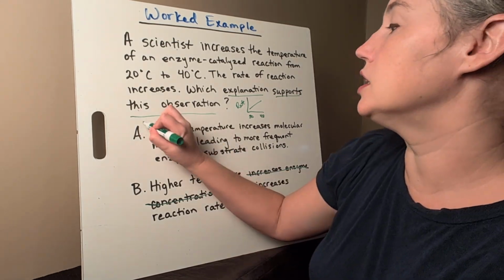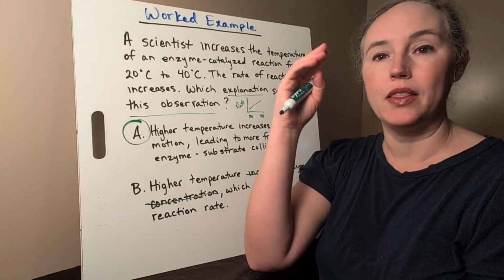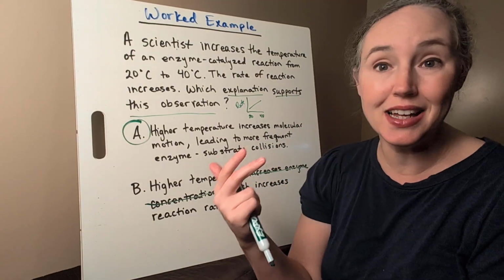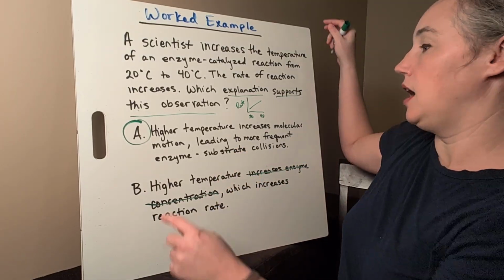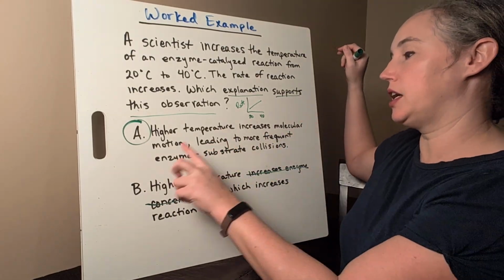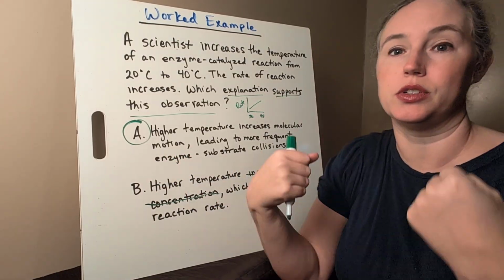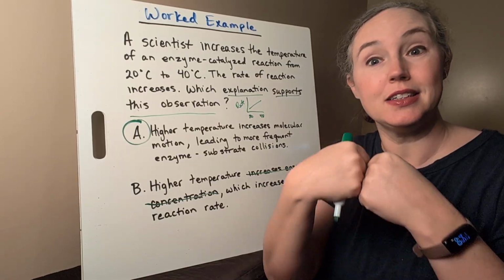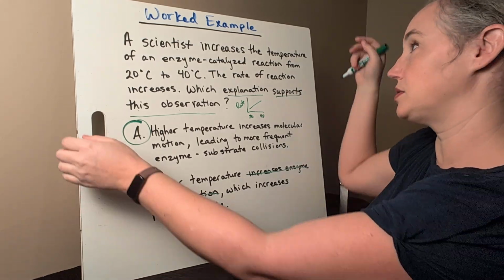All right, so we're going to choose A because all parts of this are true. They match the data described. We don't have to make outside assumptions. It answers the question precisely, so we're all good. Higher temperature does increase molecular motion, leading to more frequent enzyme substrate collisions, which is when enzyme and substrate come in contact. And if they come in contact, the enzyme is going to do its action, and then the products will be produced.